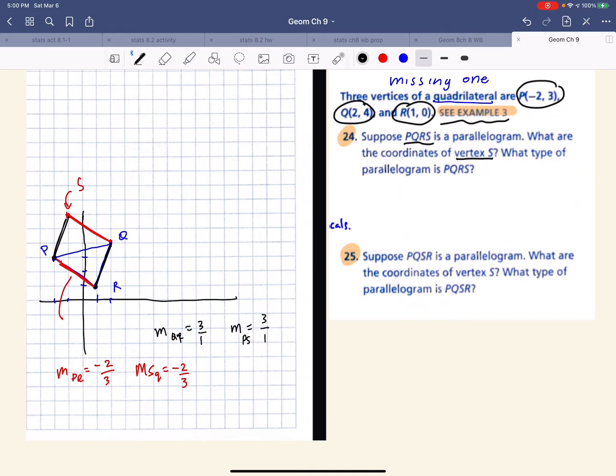Okay, so it's a parallelogram because the definition of a parallelogram is opposite sides are parallel. What does parallel mean? Well, parallel means same slope. So notice we did verify those have same slope. What type of parallelogram? It just looks like a regular old generic parallelogram. Doesn't look like a rectangle or a rhombus. Now 25 says, suppose PSR is a parallelogram. What are the coordinates of vertex S?